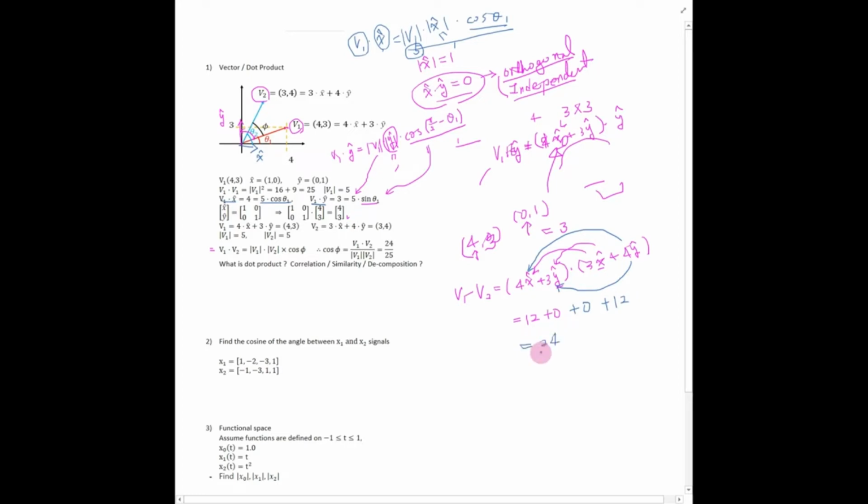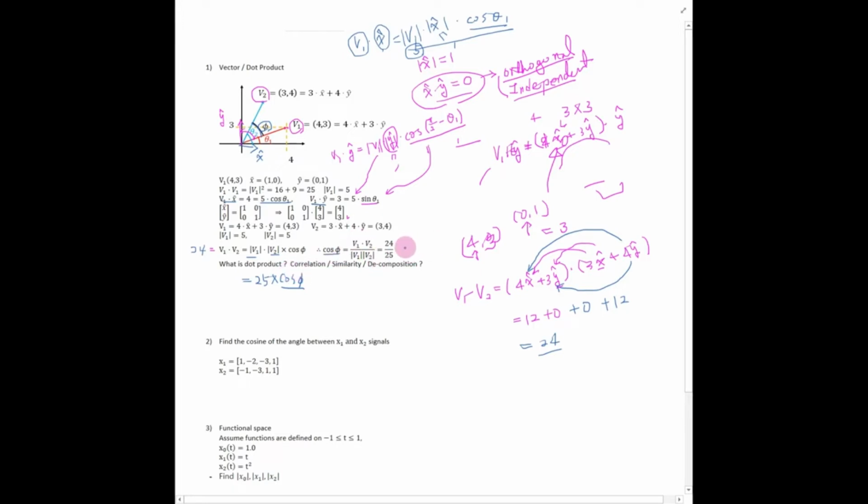This is just calculation. What's the meaning of that? The meaning is this: the v1 magnitude and v2 magnitude, both of them, are 5 and 5. So this result is 24, but the output looks like this: 24 should equal 5 times 5, that's 25, times cosine phi. What is the cosine phi? This is phi, the angle difference. The angle between these two vectors is phi, so cosine phi can be given like this.